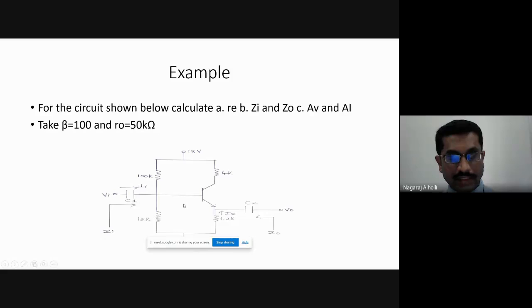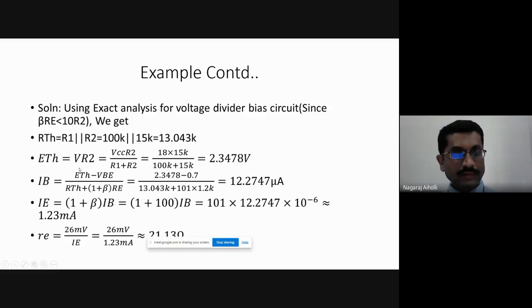Try to recollect that circuit. Therefore, ETH will be the main voltage, that is VCC. ETH is taken across R2. Therefore, ETH is VCC into the resistance of the same branch, R2, divided by the sum of the resistances R1 plus R2. ETH is equal to VCC into R2 divided by R1 plus R2. That is what is written here.